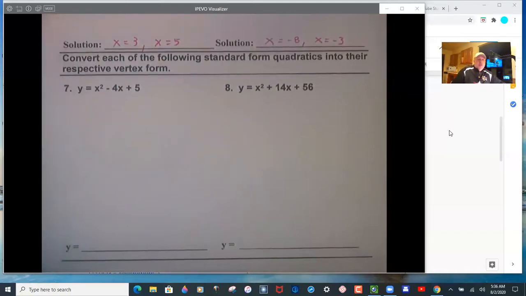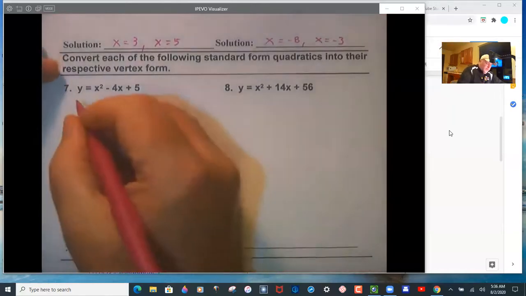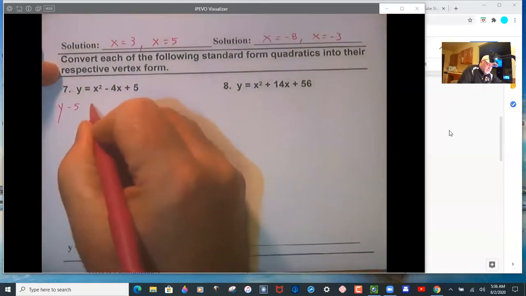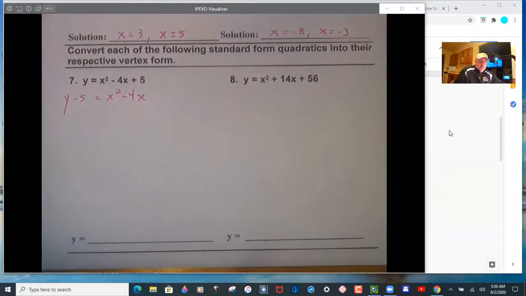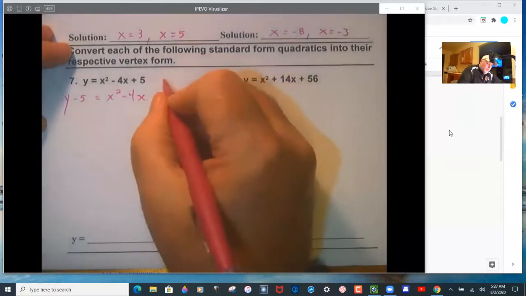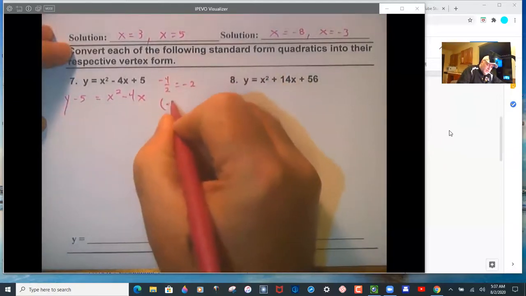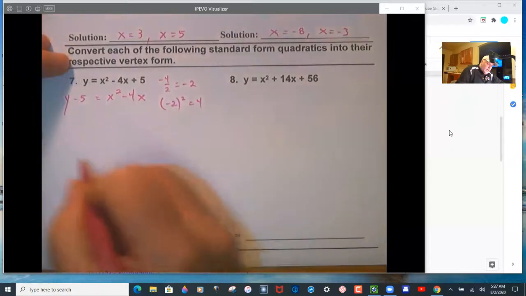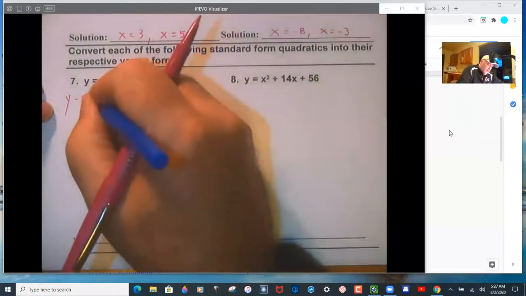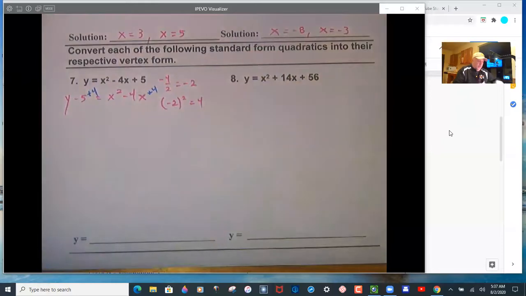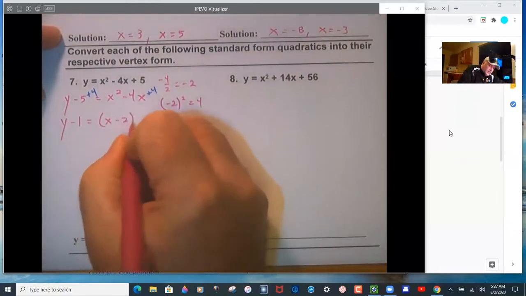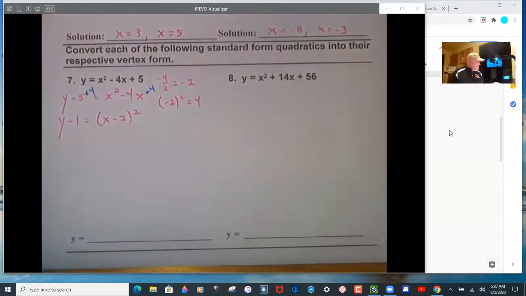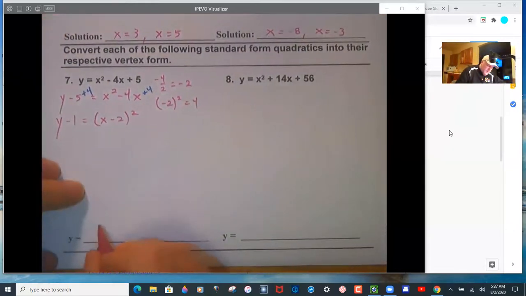All right, so taking standard form into vertex form. The steps are very similar. We'd subtract 5 as the first step, making sure that the coefficient on x squared is 1. And so we're going to divide -4 by 2, and then we're going to square that. And that 4 gets added in to both sides. So y minus 1 equals x minus 2 squared. So that minus 2 goes exactly in there. And then we're going to just add 1 to both sides. So this becomes x minus 2 squared plus 1.